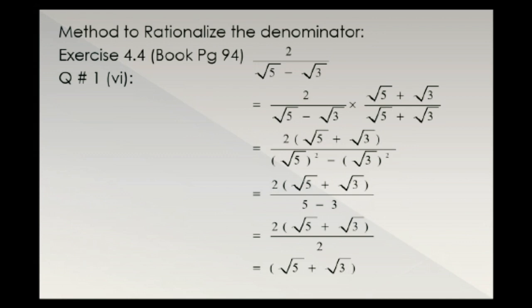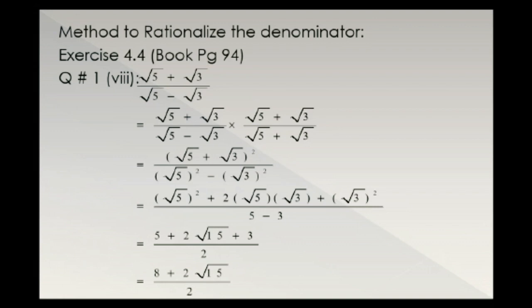Now 2 under root 5 plus under root 3 will be as it is. No need to multiply it because we are just concerned to rationalize the denominator. So 5 minus 3 will be 2, and 2 and 2 will be cancelled. So it will be just under root 5 plus under root 3. You can see in the denominator there is no irrational surd or irrational factor. So this is the method to rationalize the denominator.